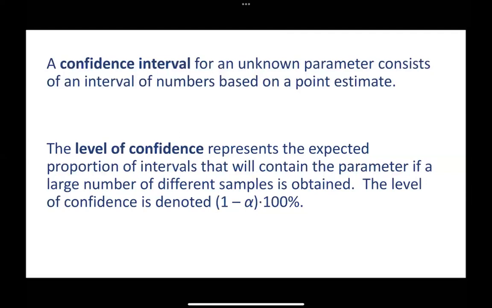So for example, once again, let's talk about dogs. If I took 100 samples of 200 people, and I wanted to be 95% confident that I had the population proportion of people that have dogs.